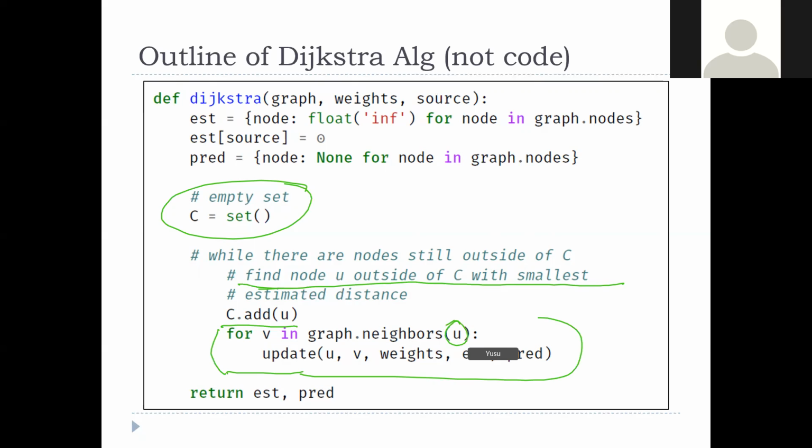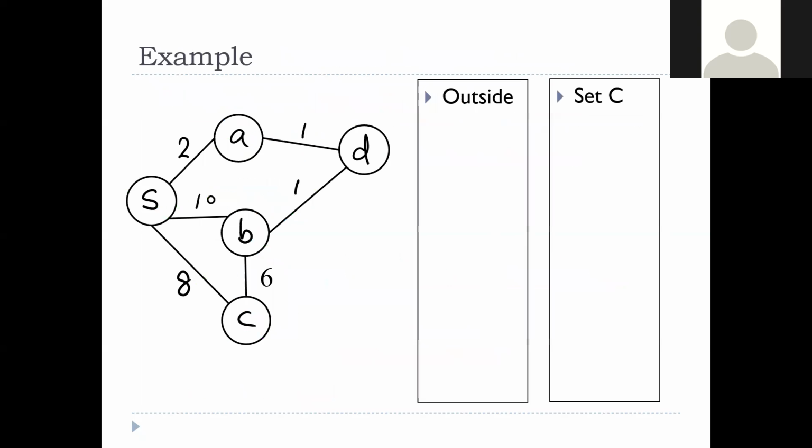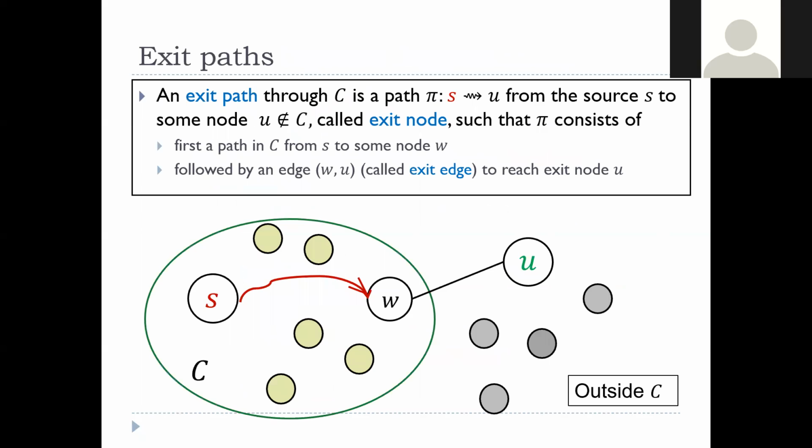Okay, so to talk about correctness, I'm going to use a concept just to make it easier to describe. I'm going to use the concept called exit path. So what is the exit path?